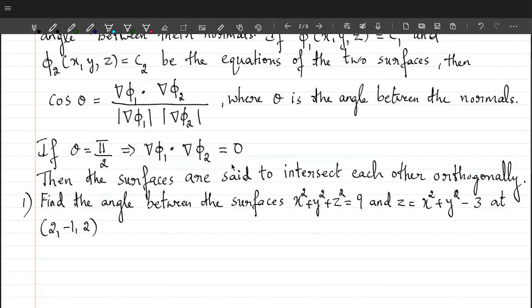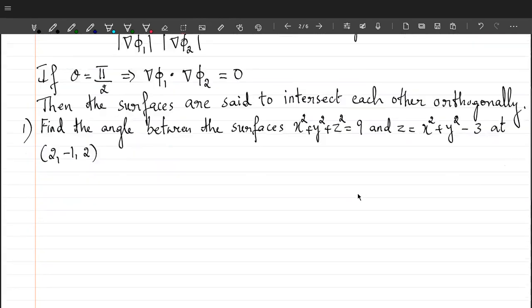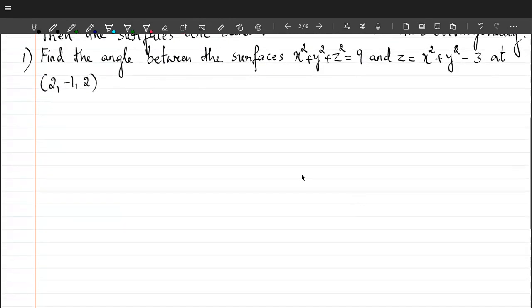So for any two surfaces, if this condition is true, we say that the surfaces intersect each other orthogonally, or we can even say that the surfaces intersect at right angles, or the angle of intersection between those two surfaces is equal to 90 degree. Let's solve a few problems here.